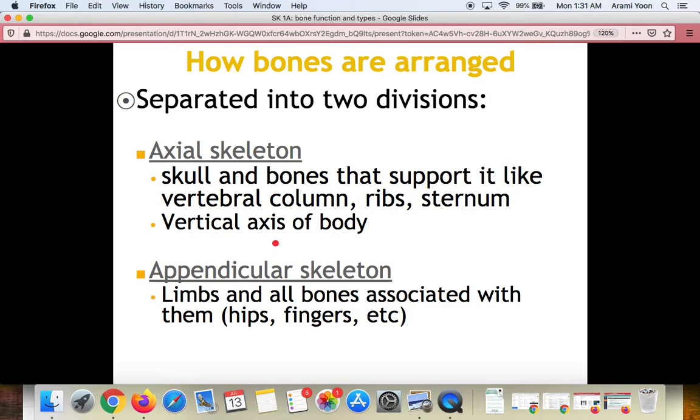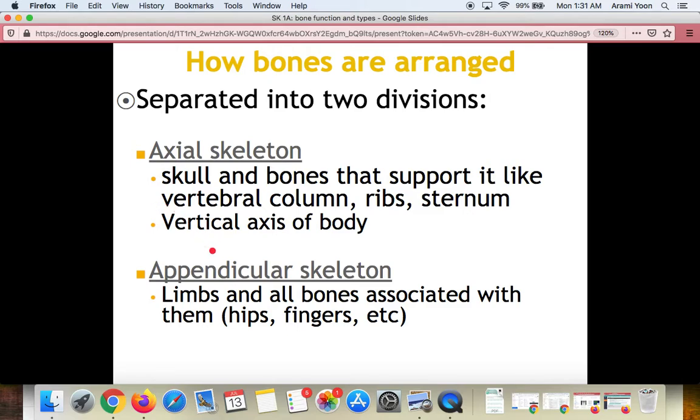We're going to talk about how bones are arranged next. So when you think about all of the bones in your body, we can separate them into 2 divisions based on where they're located. The first being the axial skeleton, which is basically all of the bones that are along the vertical axis of the body. So if you cut a line down the middle of your body from your head to your toes, which bones would fall right along that midline? And that would really just be the skull and the bones of the vertebral column, like the ribs and the sternum, and things like that.